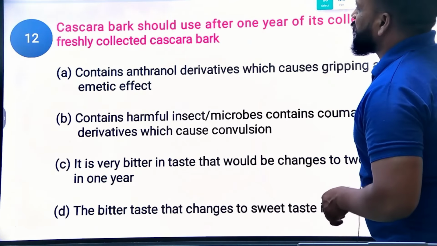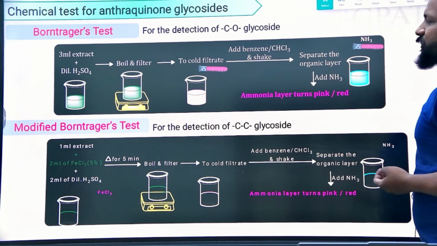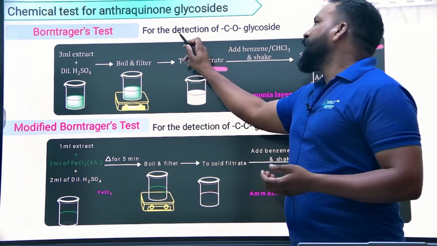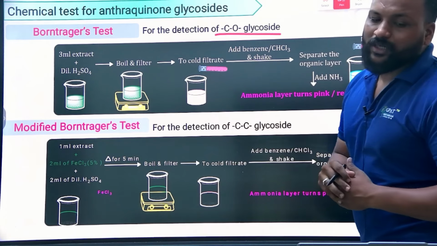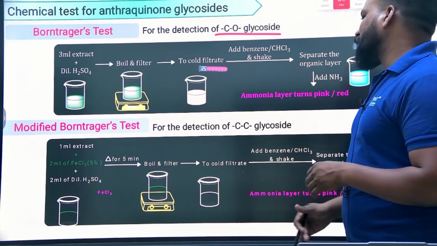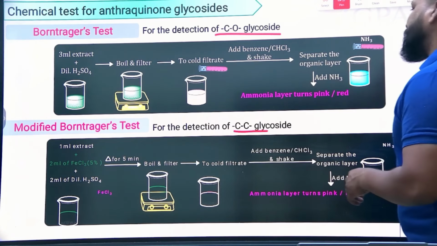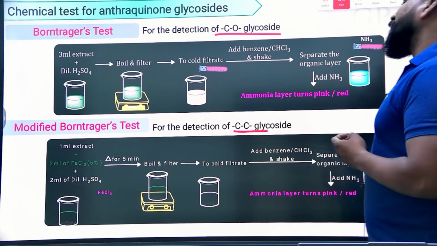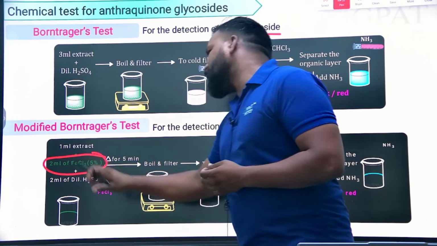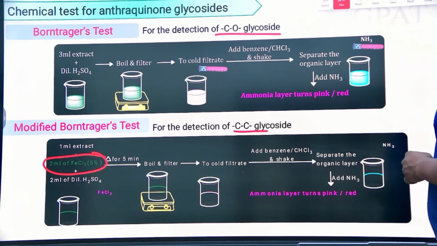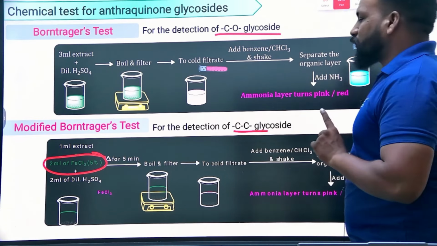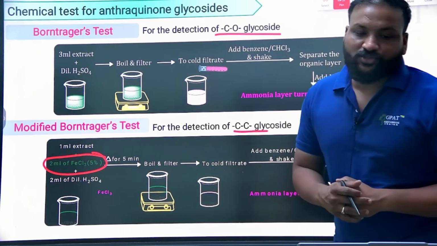So this is the difference between the Borntrager's test and the modified Borntrager's test. The Borntrager's test is mainly for the reduction of C and O glycosides, and the modified test is mainly for the reduction of C and C glycosides. The test will be mostly similar, but additionally we are just adding an FeCl3 solution. That's the only difference we had.